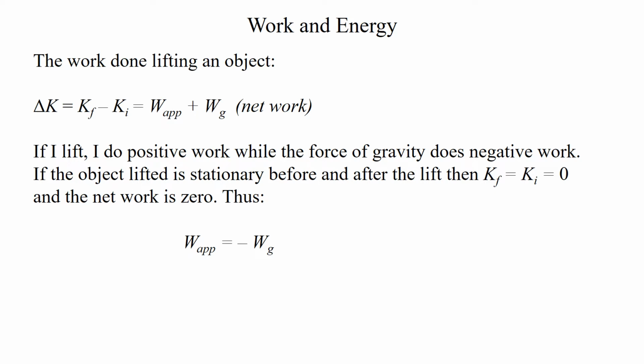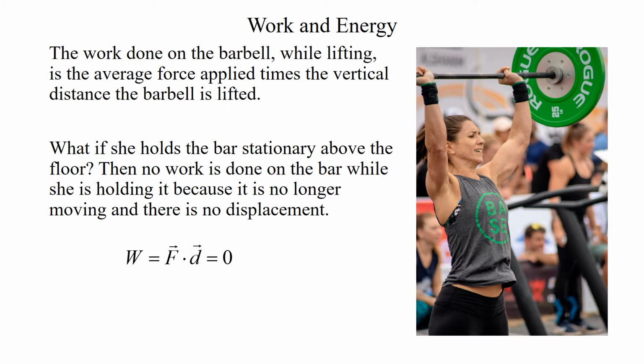Now, if the object is stationary before and after the lift, then the final kinetic energy and initial kinetic energy are both zero, so the change in kinetic energy is zero. That means the net work is zero. Thus, the work that I do is equal to the negative of the work done by gravity. So two things must happen for work to be done. There must be the application of a force, and something must be moved by that force. So work gives us a way to quantify what happens when we apply a force and succeed in moving something by that force.